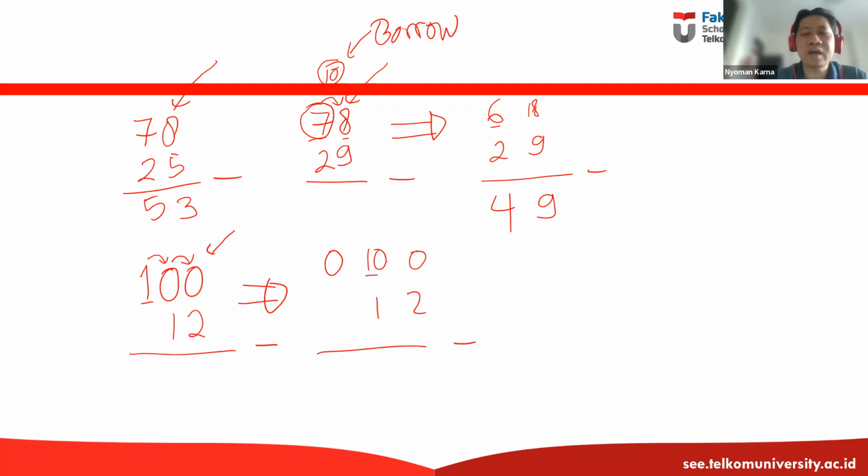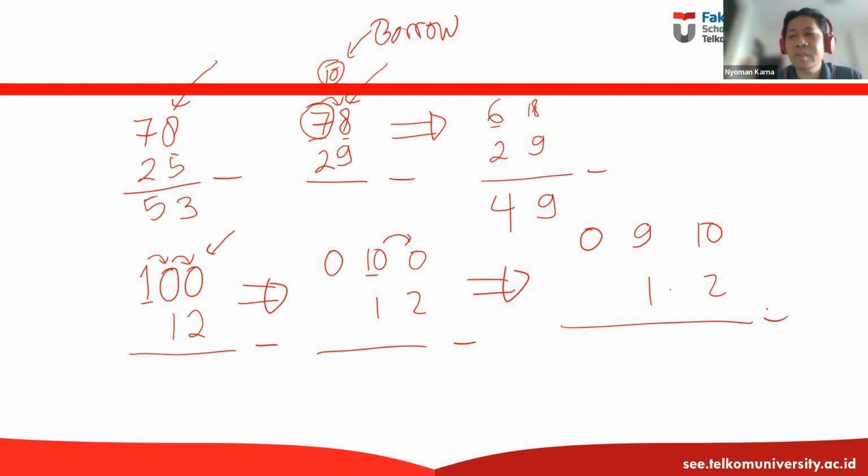Now I have 10. Now you can borrow from me. Now it will become 0, and this will become 9. This will become 10. And then this is 1 and 2. Now you can subtract with 2. 10 minus 2 is 8, and then 9 minus 1 is 8. So the result is 88. This is what we call borrow.